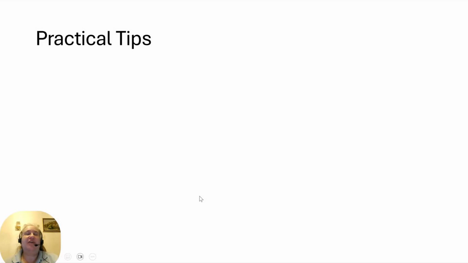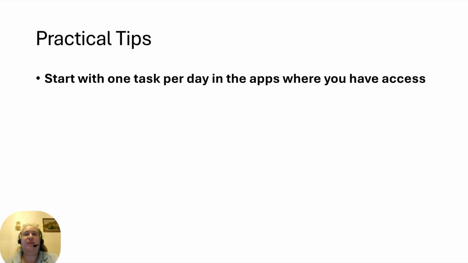If you want to actually start using this effectively, here's what I recommend. Start with 1 task per day in the apps where you have access to Copilot. Don't try to use it for everything immediately. Pick just one thing. Today, draft all my emails with Copilot in Outlook. Maybe tomorrow, use it to create a presentation outline in PowerPoint. Then have it help me rewrite content in Word. Focus on the apps where it's there: Word, Excel, PowerPoint, Outlook and Teams, where the free version works.